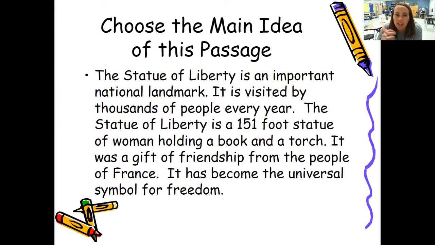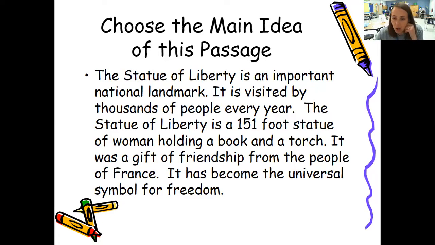It says the Statue of Liberty is an important national landmark. It is visited by thousands of people every year. The Statue of Liberty is a 151-foot statue of a woman holding a book and a torch. It was a gift of friendship from the people of France. It has become the universal symbol for freedom. So think about what this passage was mostly telling you about, the most important thing that this text was about.